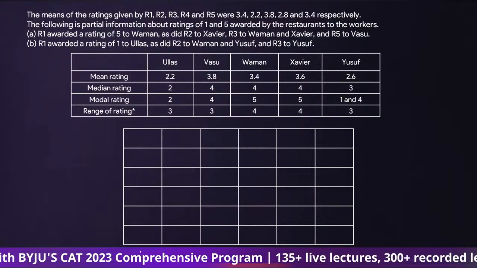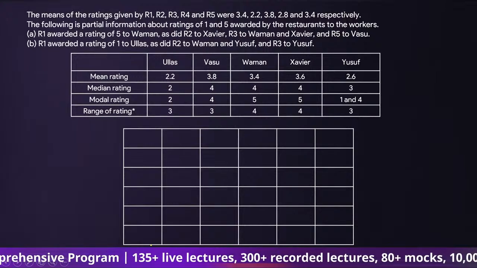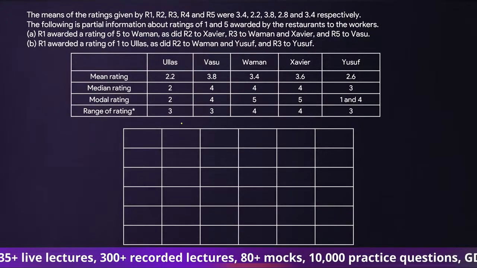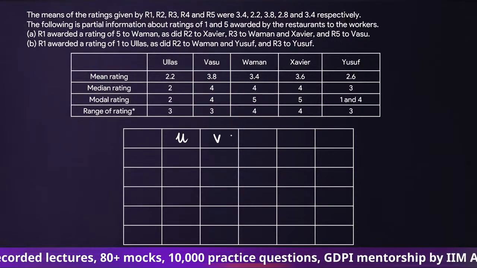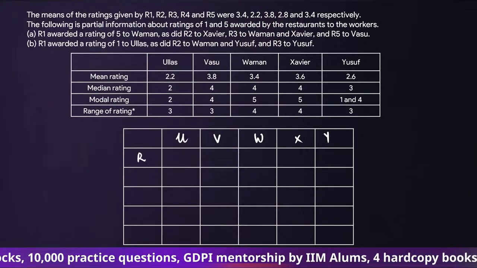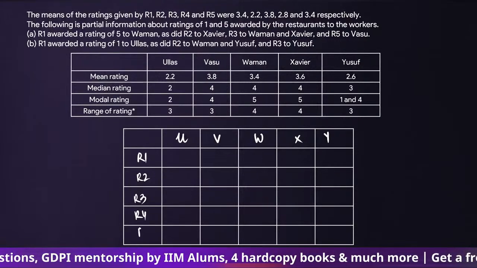Now, which one is going to be the restaurant, the rows or the columns, and which ones are going to be gig workers, the columns or the rows? It doesn't matter. ठीक है, कोई फर्क नहीं पड़ता. तो अपन एक काम करते हैं, ये जो U है इसको कॉपी कर लेते हैं, U, V, W, X and Y, and restaurants को R1, R2, R3, R4 and R5.